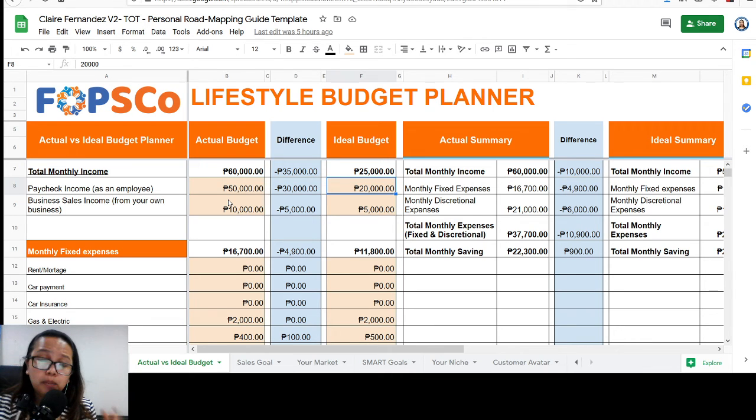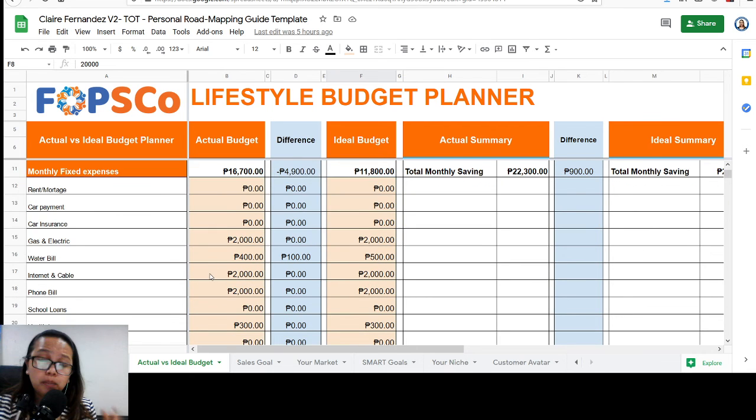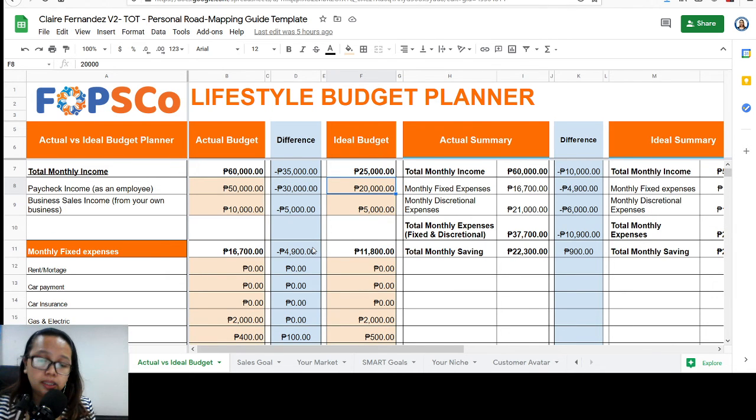But for example, in your case, if you don't have a job right now, your actual budget would all be zero here in the income, but here in the expenditures, you'll have your inputs. The ideal budget is how much you plan to earn in a month, and of course, the ideal budget also covers the expenses. In my case, since I already have a full-time job, I'll just work on an ideal budget for an additional part-time job for now.